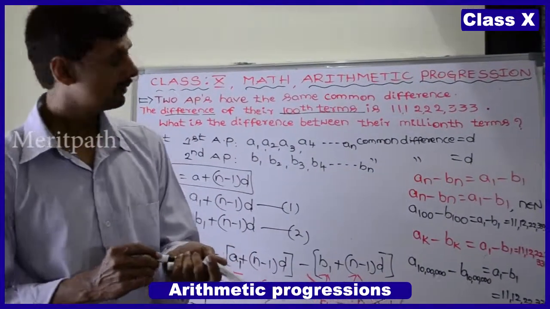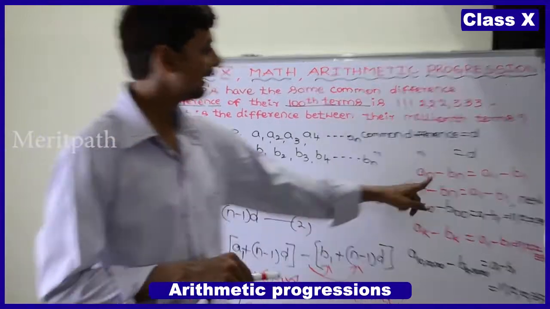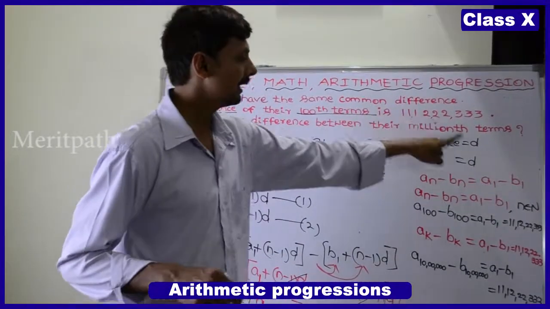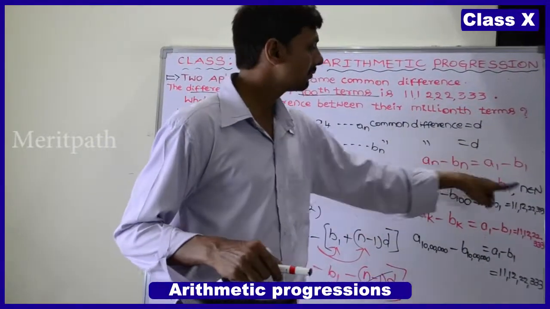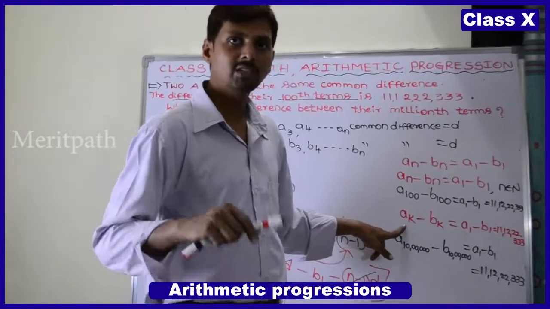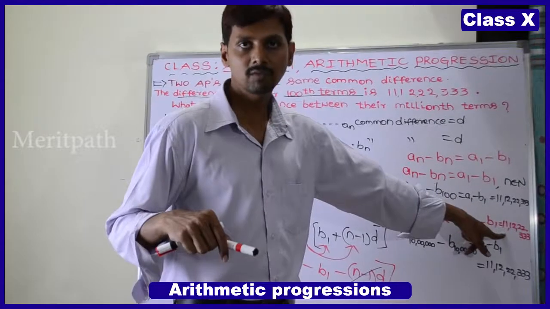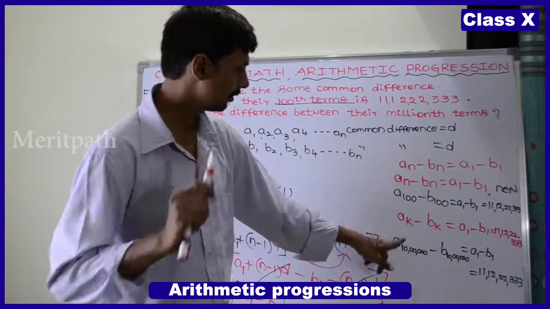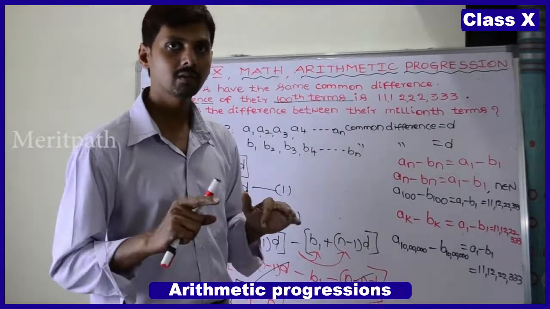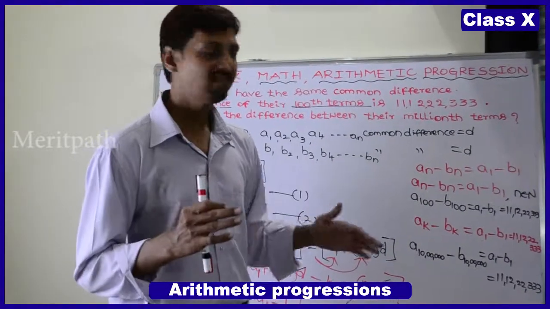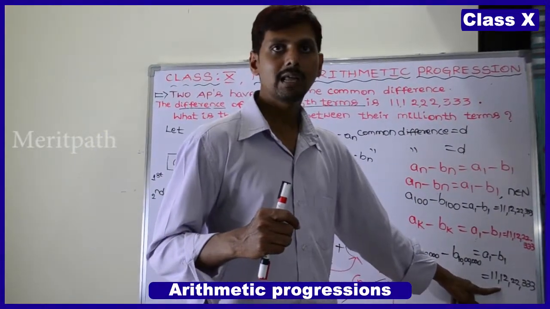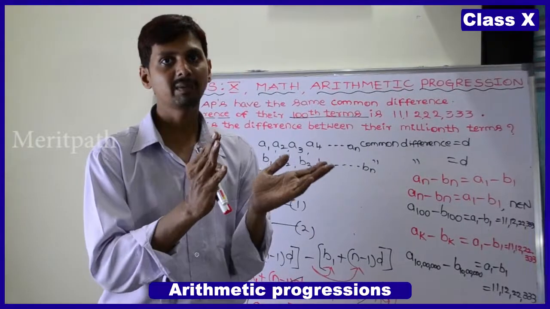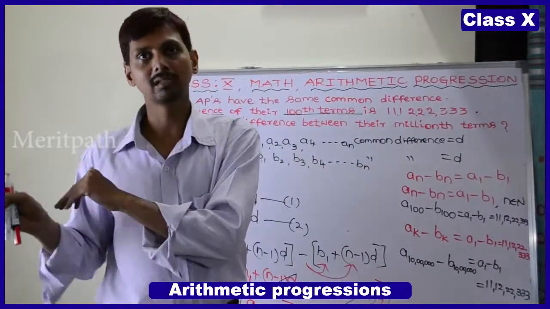So here we can understand that the difference between their nth terms is a1 minus b1. The difference between their 100th terms is a constant number, as given here. Then any positive number or constant value will also become the constant number 11,12,22,333. And whether it is the 100th terms or the millionth terms, it will be equal to 11,12,22,333. So we can understand the difference between the two APs of 100th terms and millionth terms are equal.